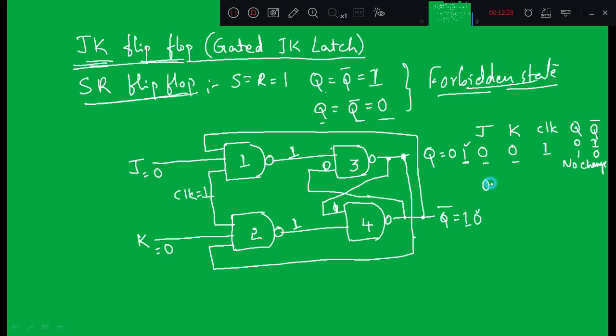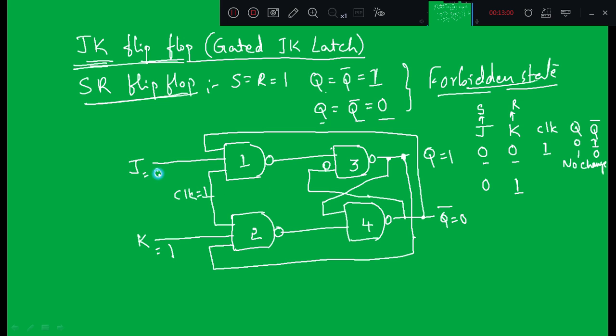Next, I'll make J is equal to 0, K is equal to 1. So here I am treating this J as S and K as R, right? So now R is 1 means the flip-flop is going to reset, okay? So that we will verify now. So now here I'll make J is equal to 0 and K is equal to 1, right? The previous state I'm going to assume as 1 and 0, okay?